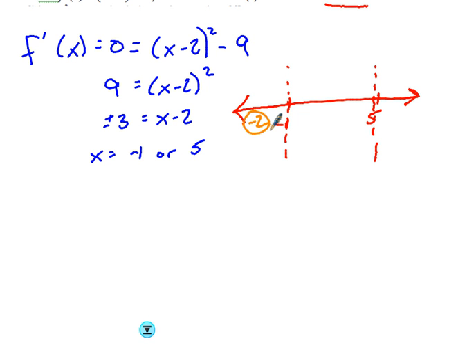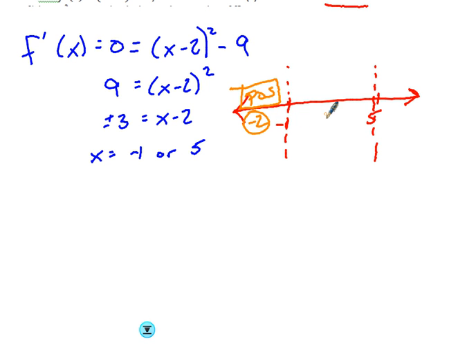So if we test negative 2 and we substitute negative 2 back into the derivative here, we get, let's see here, negative 2 minus 2 is negative 4, negative 4 squared is positive 16, positive 16 minus 9, well, that'll give you a positive answer. So everything smaller than negative 1 is positive.